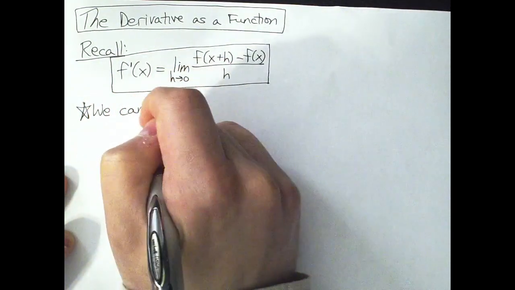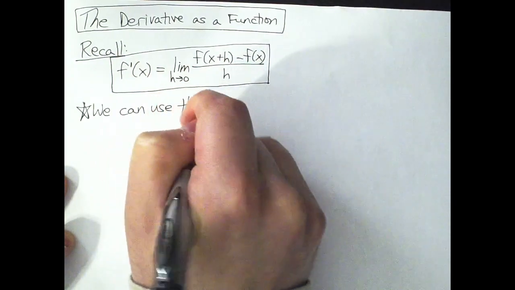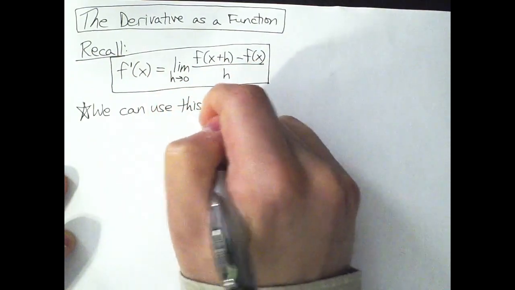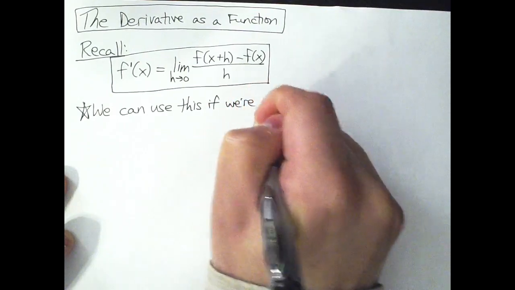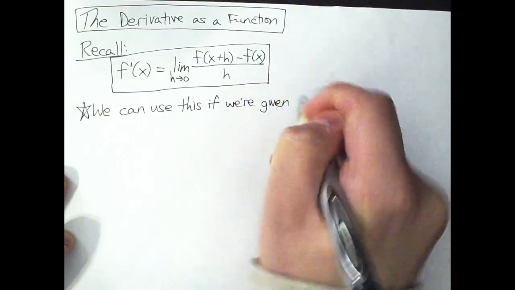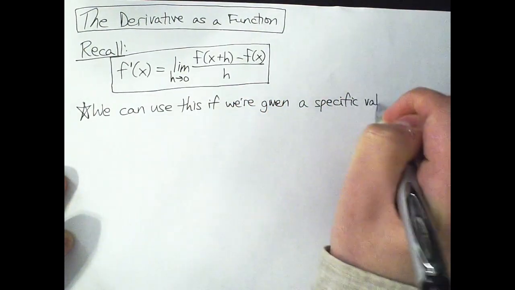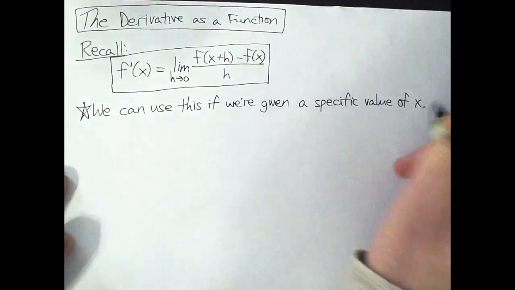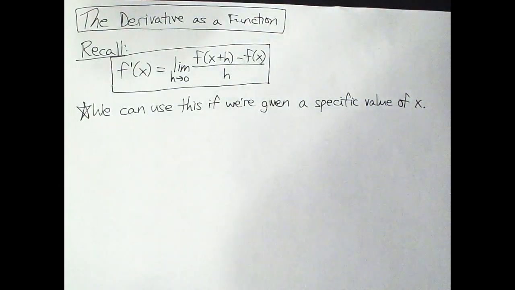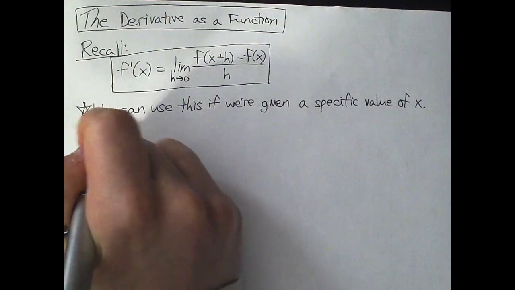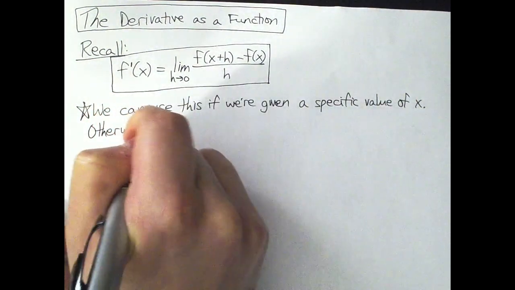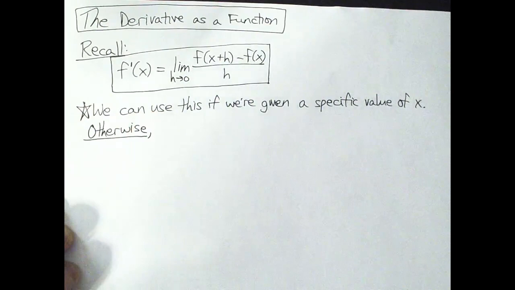We can use this formula if we're given a specific value of x. In the previous section, we had a specific function, f of x was x squared, and we looked at it with x equals 1, and I think we looked at it with x equals 3. What's new for us now is otherwise. What if we're not given a specific value of x?